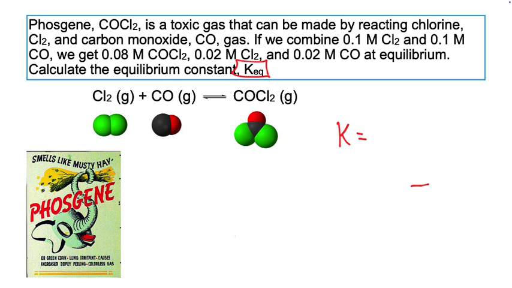Products over reactants. So what are the products in this case? Over our reactants. What are our reactants? Cl2 and CO. Since our balanced chemical equation only uses one coefficient, the exponents in each of our expressions are going to be 1. So now it's just a question of plugging in the correct numbers.